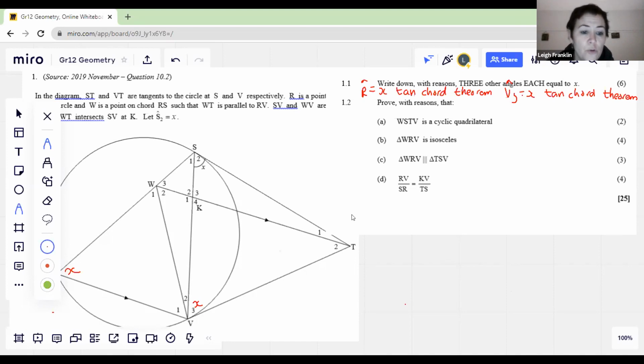So to be honest with you, stating that V3 is X, there's actually 2 reasons. Either we could say tan chord theorem because of R, or we could say S2 is equal to V3 because of angles opposite equal sides. So if we wrote angles opposite equal sides here, we would also get a statement reason mark. Okay, so both reasons are true in this case. Does that make sense, Mihle? Yes, ma'am. Okay, lovely.